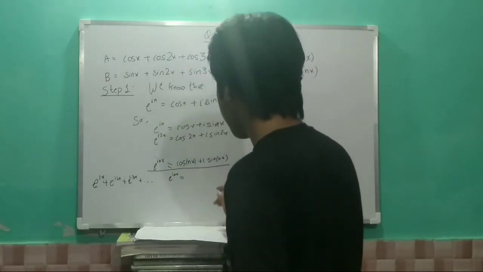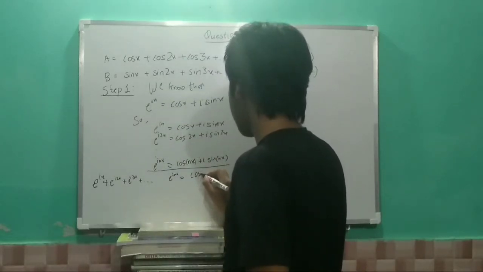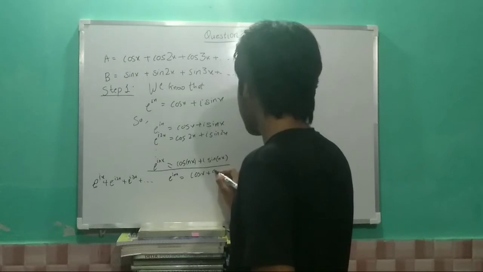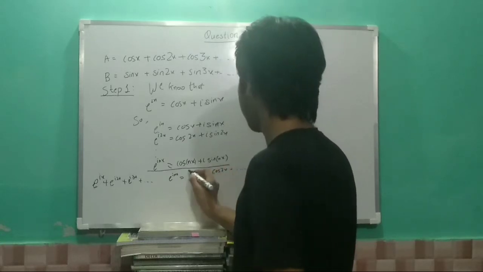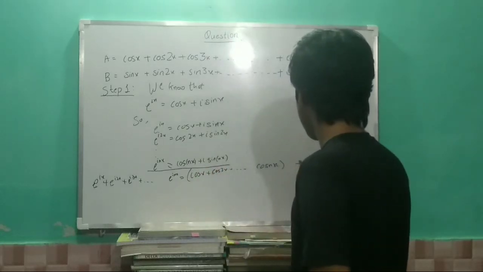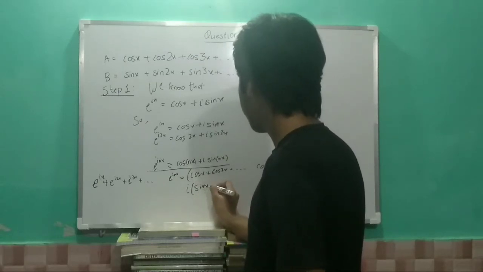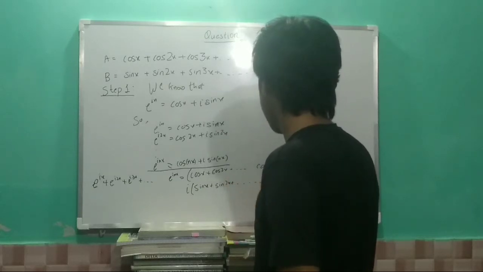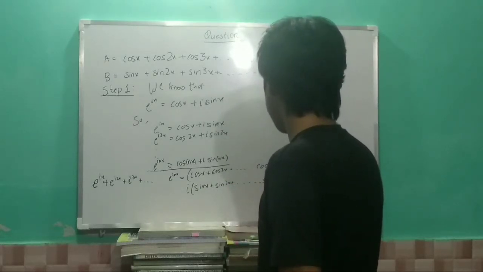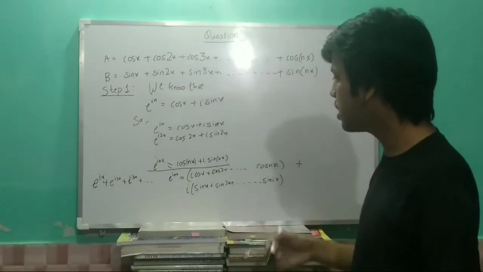And in RHS we are having cos x plus cos 2x plus up to cos nx, plus i times sin x plus sin 2x plus up to sin nx. So in step 1 we have done this thing.